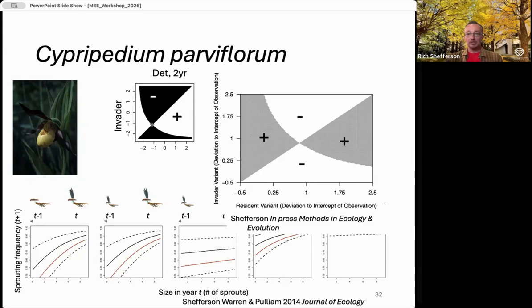Okay. So we still see an ESS here. We still see that there's an intermediate value of sprouting, so vegetative dormancy is adaptive at some levels. Okay, so there's an example that'll work you through how to do this and how to get this plot.